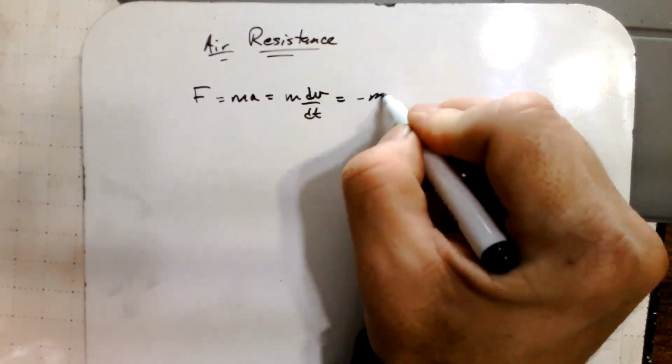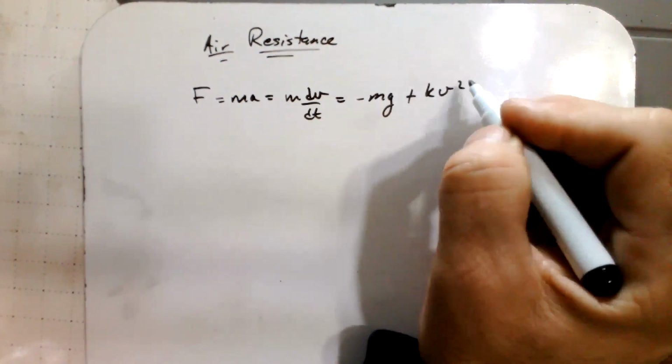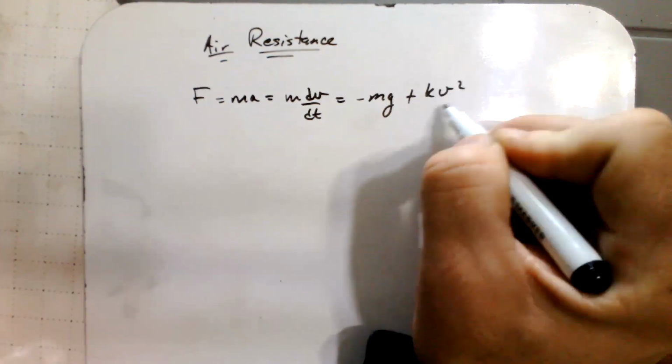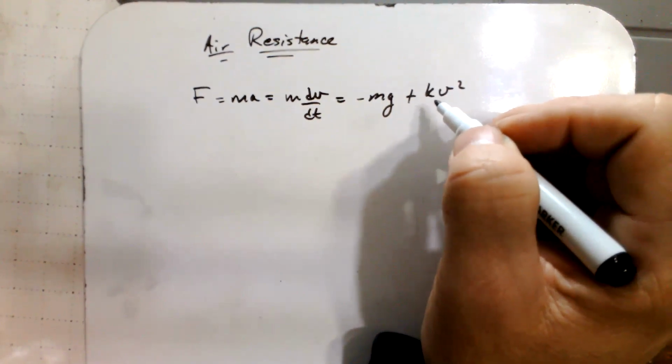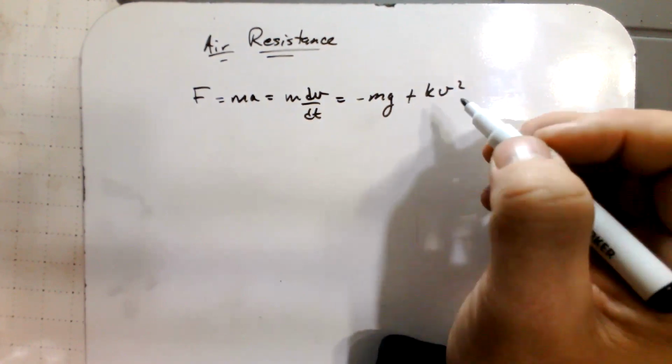which is going to equal the force of gravity plus some term that's proportional to the velocity squared. So this is a dragging force that is opposing the motion. Like wind resistance, for example, would fall into this category. All right. So what do we do with this?